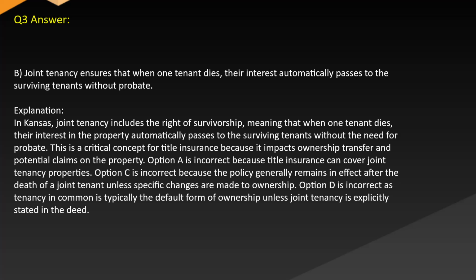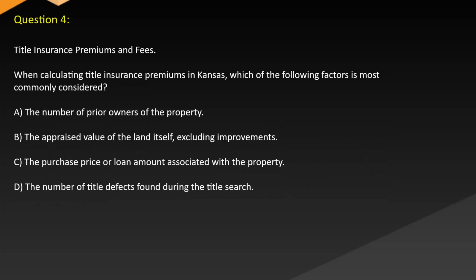Option A is incorrect because title insurance can cover joint tenancy properties. Option C is incorrect because the policy generally remains in effect after the death of a joint tenant unless specific changes are made to ownership. Option D is incorrect as tenancy in common is typically the default form of ownership unless joint tenancy is explicitly stated in the deed.